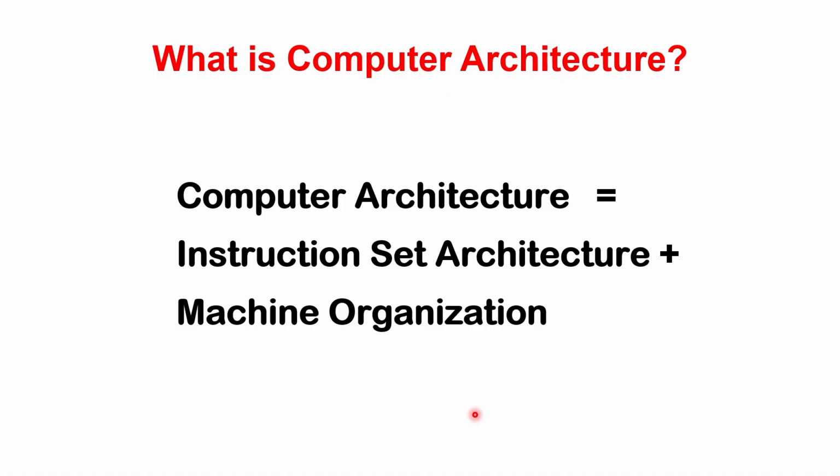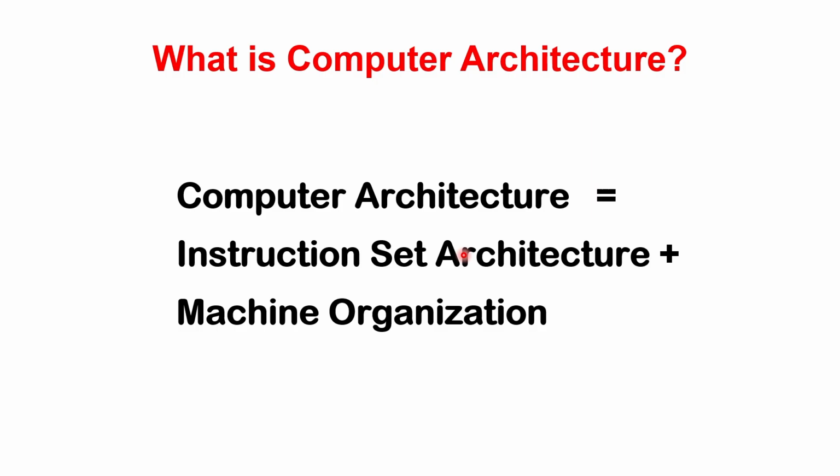Computer architecture is not just one thing. It consists of two main components. The first one is ISA, instruction set architecture. This is the abstract interface between hardware and software, which we just saw in the recent slide. It defines the instructions, registers, memory addressing, and data types that programmers and compilers can use.